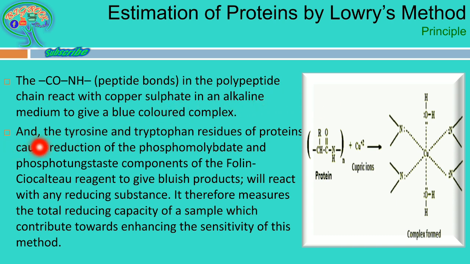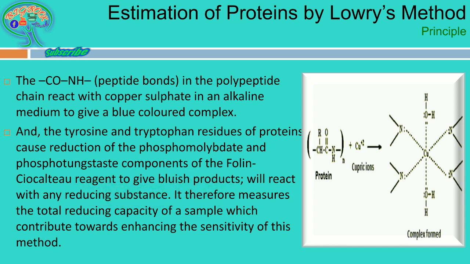Further, adding the Folin-Ciocalteu reagent, in which there will be the presence of phosphomolybdate and phosphotungstate, which are going to get reduced because of the presence of some amino acids within the proteins, that is tyrosine and tryptophan. So the reduced form of the phosphomolybdate and phosphotungstate is going to take part in creating the bluish products.